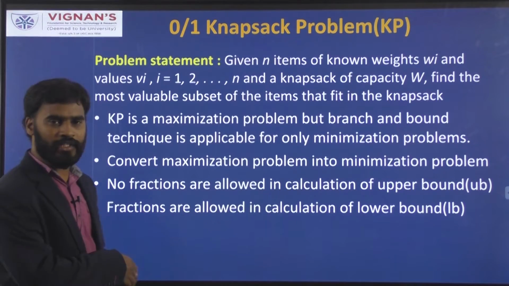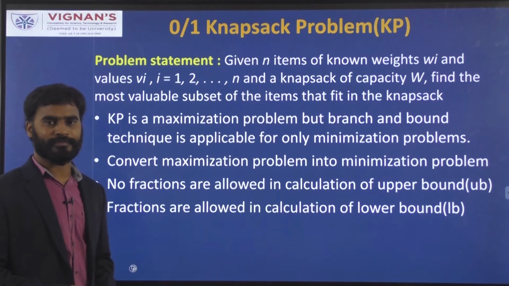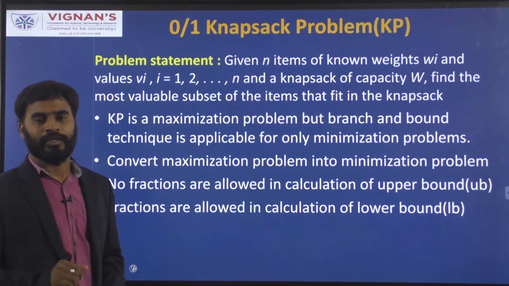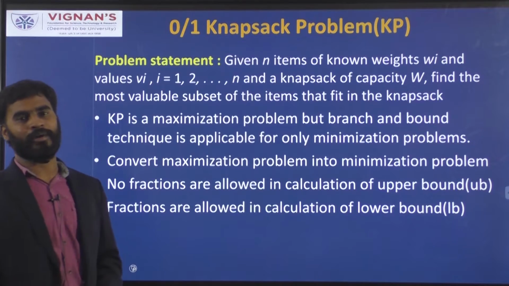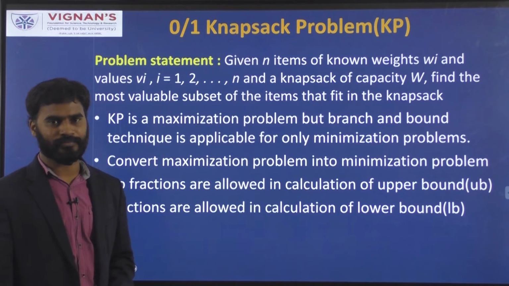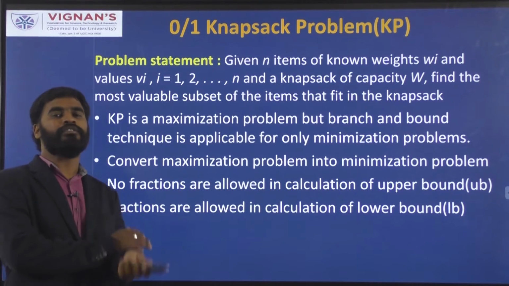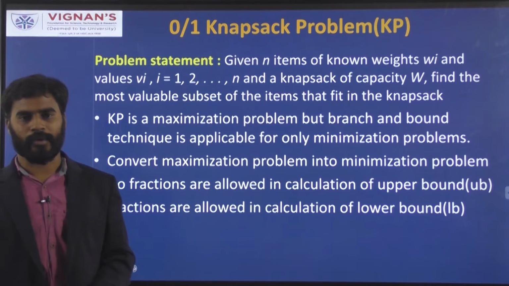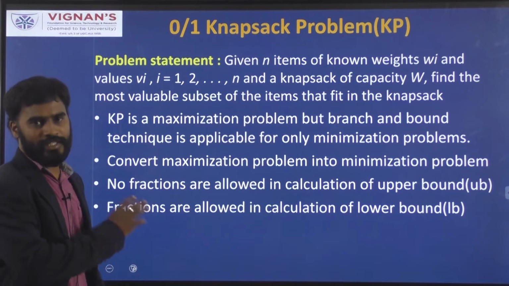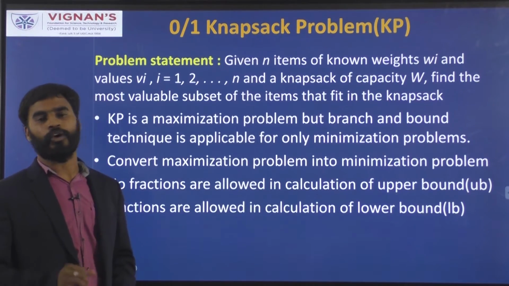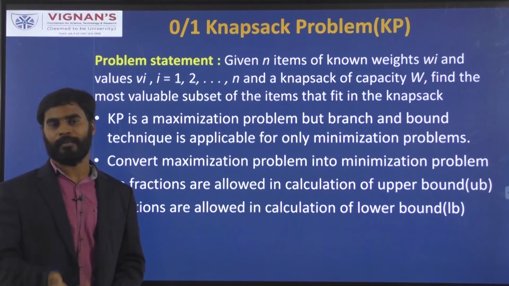But I explained a while ago that branch and bound works for minimization problems. No problem. We can convert this maximization problem into a minimization problem and then solve it. For that, I'll convert the positive weights into negative weights, then it becomes a minimization problem. When we are solving this problem, we'll keep track of two bounds in each node. One is the lower bound and the other one is the upper bound.